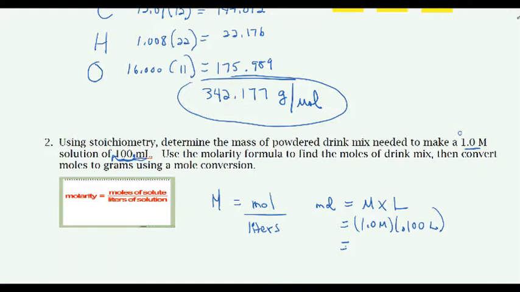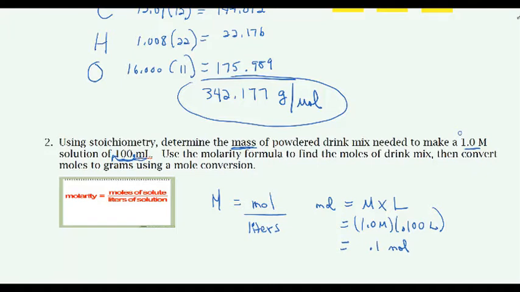All right, so doing the quick math, this is going to give us 0.1 mole. So what are we going to do with that? Well, we're going to use that information to figure out the mass of the powder drink mix that we're going to need to add to this certain amount of water in order to get the concentration that we need.